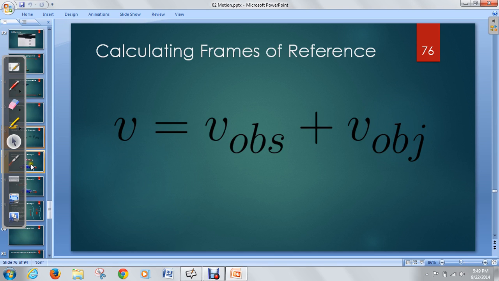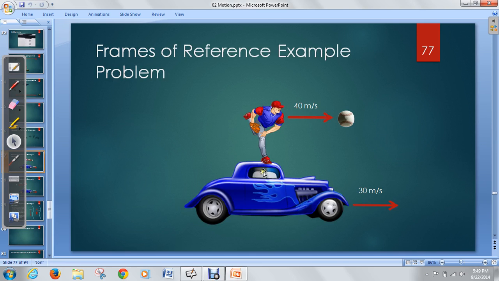So for example, let's say we have someone on a car or a truck or whatever it is riding along, and they throw a baseball off that truck. So if the truck is moving 30 meters per second, and they throw the baseball at 40 meters per second, then the speed we're going to see the baseball move is going to be 70 meters per second. Because both objects are moving that direction, we're going to get a combined velocity of 70 meters per second in our perspective. Likewise, in the other direction, if they throw it this way, we're going to get 30 meters per second minus 40 meters per second, so it's going to look like it's going 10 meters per second that direction.